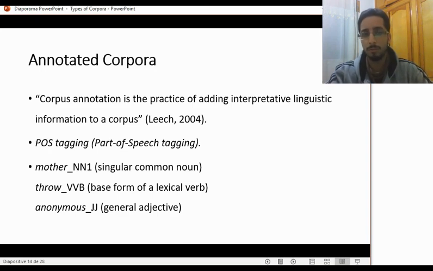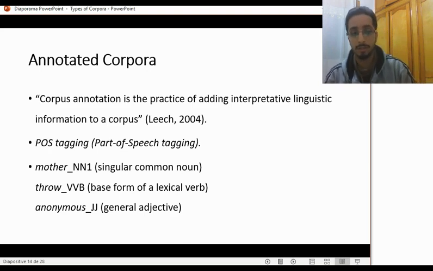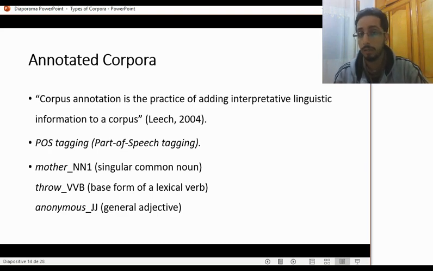Now, why would we do that? Why would we bother ourselves making such complex types of corpora? Well, as you know, the computer or the software doesn't really know what mother is. It doesn't know the part of speech of the word mother or the word throw, or basically any word. It only recognizes characters or codes. So adding part of speech tags will allow you, for example, if you're interested in seeing the most frequent nouns in the corpus, to simply type in the tag NN1 and you'll have a list of the most frequent singular common nouns in the corpus. If you're interested in seeing how all verbs behave in the corpus, you can simply type in the tag for verbs and the software will give you the verbs included in the corpus.